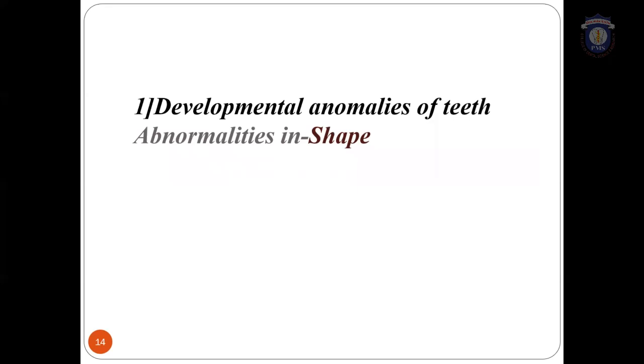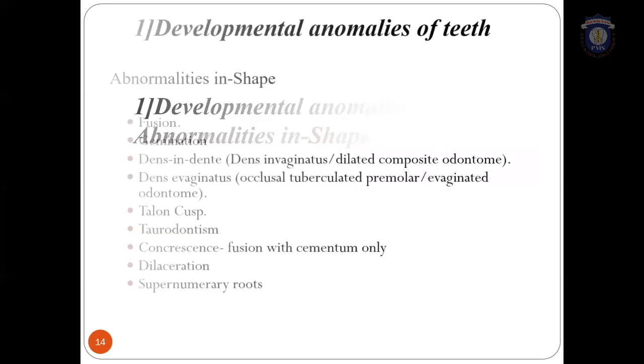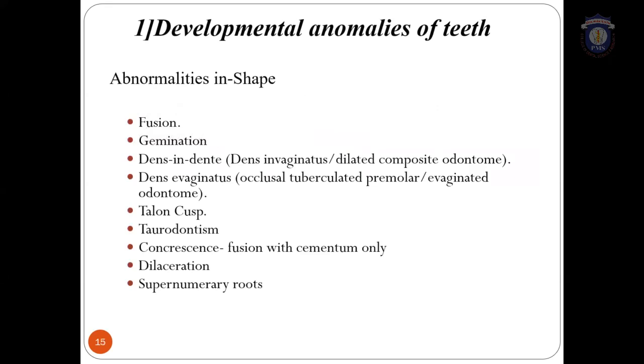Moving on, we will see the abnormalities in shape. Abnormalities in shape include fusion, gemination, dens evaginatus, dens invaginatus, talon cusp, taurodontism, concrescence, dilaceration affecting the roots, and supernumerary roots.